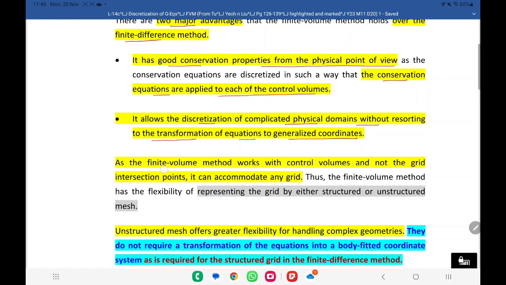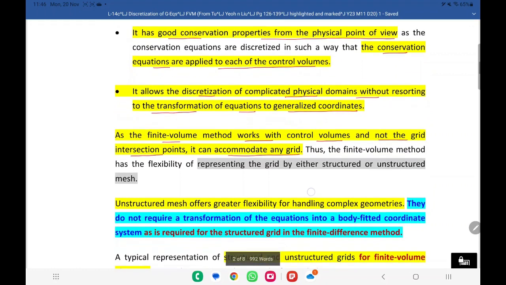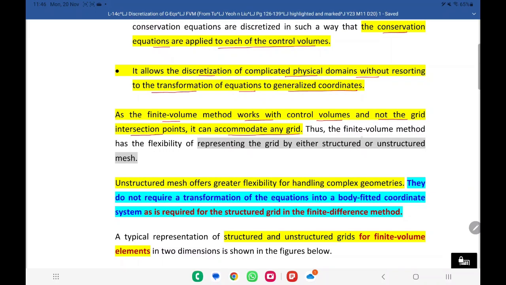Now, as the finite volume method works with the control volume and not the grid intersection point, it can accommodate any grid. Same thing it is saying, that because you are talking about finite volumes, you don't have to have a structured grid. You can form it any way you like. Okay. And in the finite volume method, you can have both structured grids as well as unstructured grids. Both can be done. The only thing is you require volumes. Okay. And of course, in 2D, you require areas. You will talk in terms of areas.